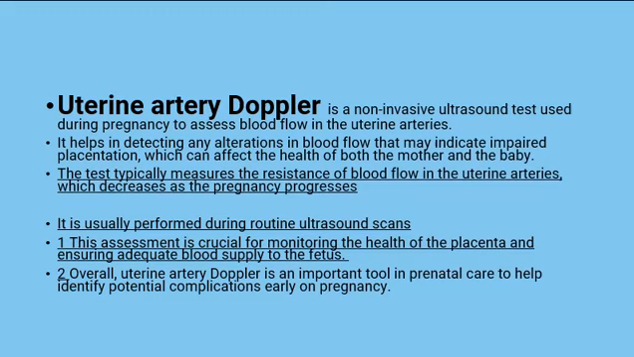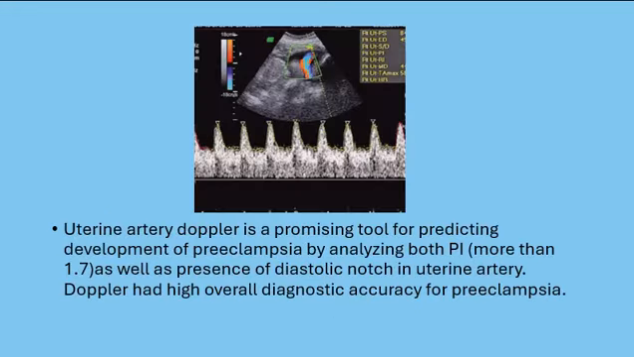Uterine artery Doppler is a promising tool for predicting development of preeclampsia by analyzing both PI, more than 1.7, as well as presence of a diastolic notch in the uterine artery. Doppler had high overall diagnostic accuracy for preeclampsia.